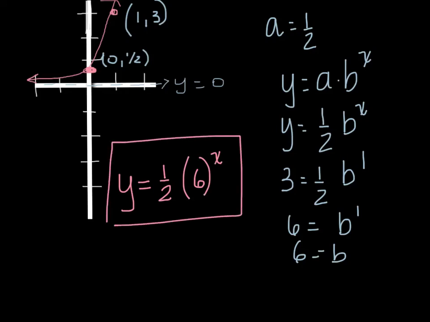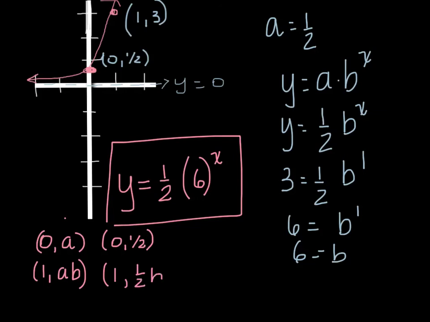Okay? The other thing you can do, if you're following the rule, remember 0 is always with a, and 1 is with ab if there is no shifting. So if a is 1/2, this would be 0, 1/2. And I know that this is 1, 1/2 times b, and it goes with the point 1, 3. So 1/2 b equals 3, so b equals 6. Either way works, and we will be working on these in class tomorrow.